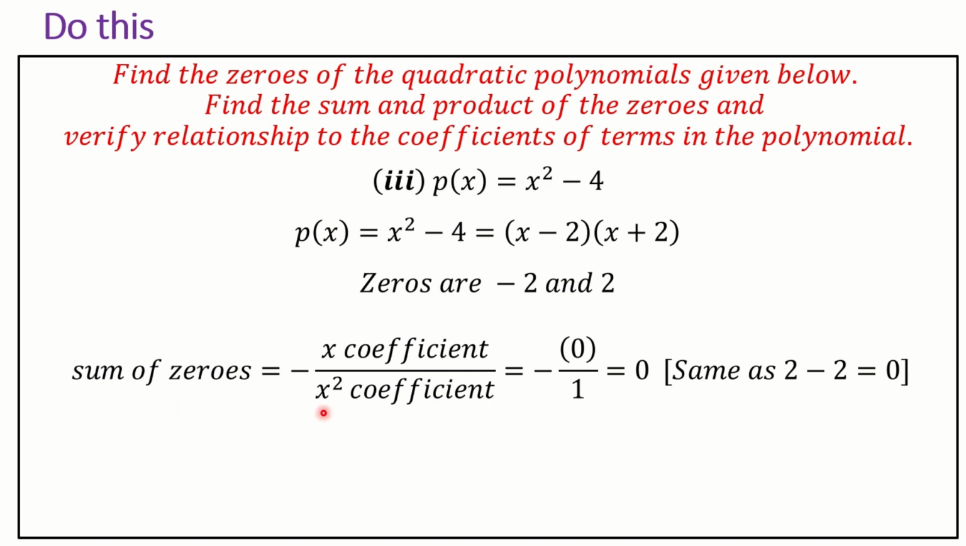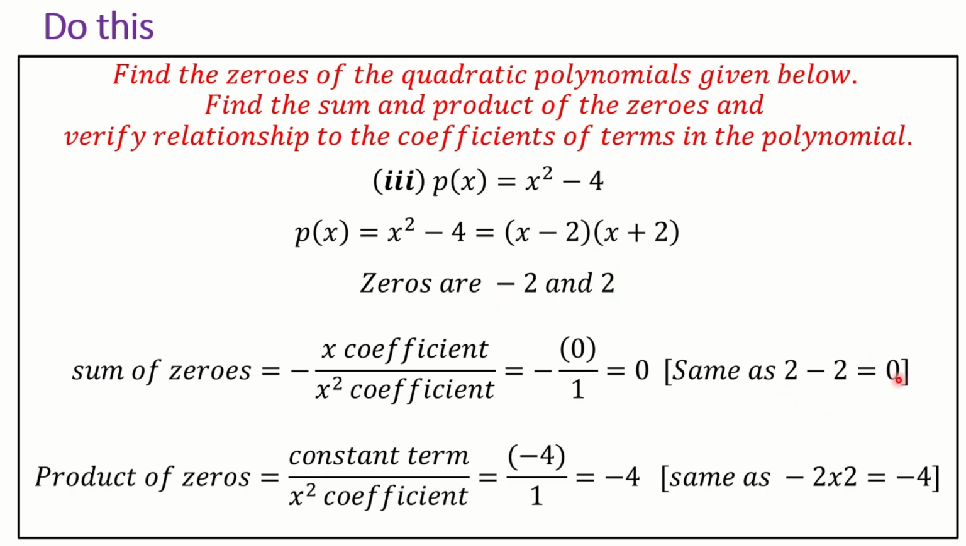So sum of zeros equal to minus x coefficient. There is no x coefficient here, so that is 0. And if you sum these two, 2 minus 2, you get 0. So it's verified. Product is minus 2 into 2, which is minus 4. And here also it's minus 4. So it's same.